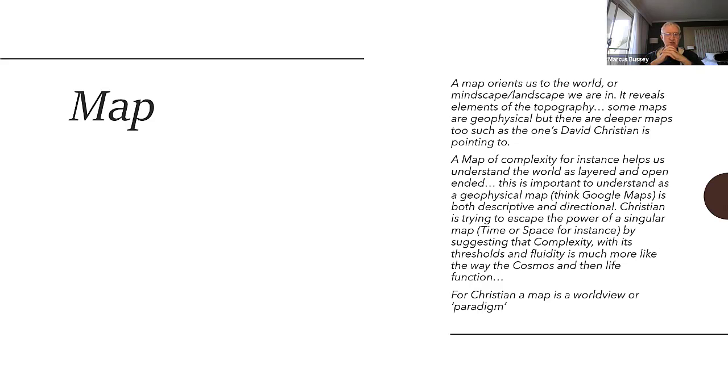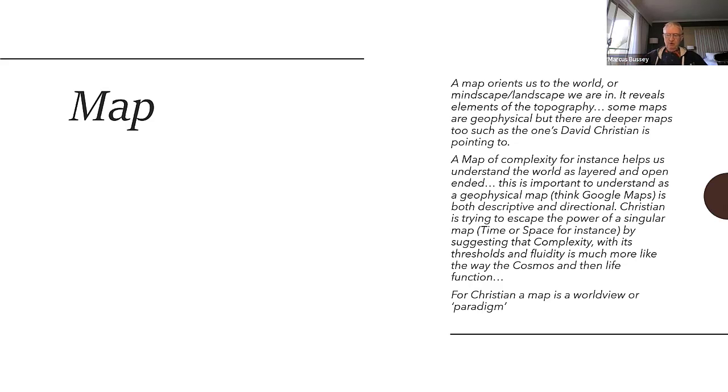It doesn't really change the way we behave. That means, and that's also true for maps of time, to understand that it's going to take us 5 million years to reach that star, 1 billion years to reach that star, and so on. Doesn't really help us very much. But a map of complexity helps us understand process.